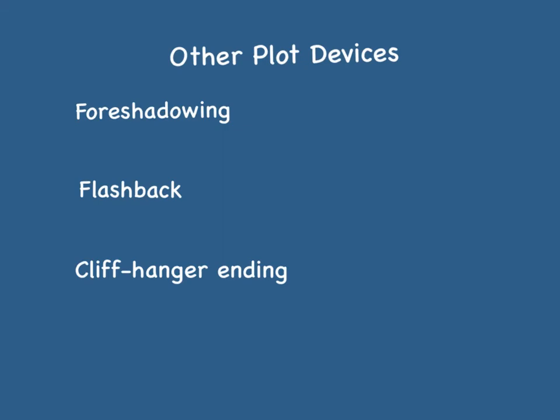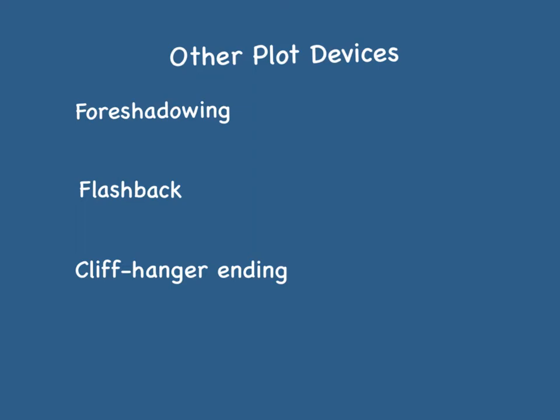In addition to the stages of plot, authors may employ other plot devices. You're probably familiar with most of these. The first is foreshadowing. Foreshadowing is when the author will give you clues earlier in the story or in the book as to something that might happen later. Sometimes we don't even notice these the first time we read, and then if something happens, we recall that the author did give us that clue at some point.